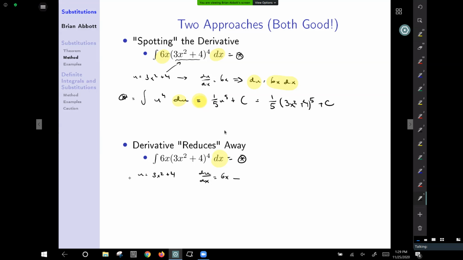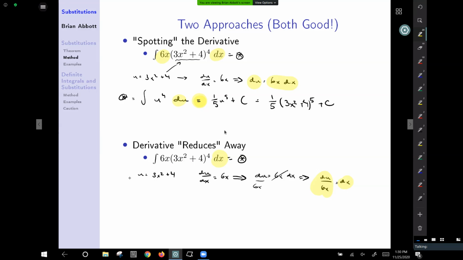Well, I can take this du dx expression, multiply it by dx on both sides to get du equals 6x dx. And then I could divide it by 6x to isolate that dx expression. du over 6x is equal to dx. So now I'm going to replace dx with this entire expression, and we're going to see what happens when we do that. So once again, this is, oh no, that's wrong.